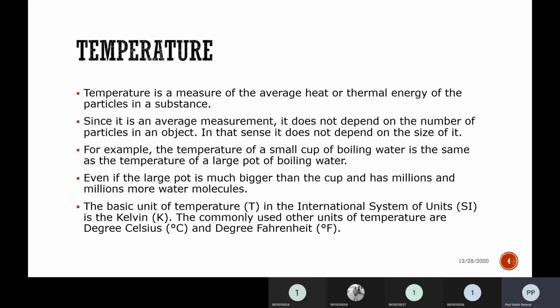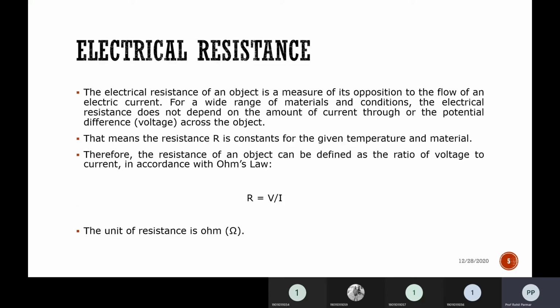Okay, its unit is Kelvin, but most commonly used units are Celsius and Fahrenheit. So when a doctor measures a particular temperature, that temperature is in Fahrenheit, but in our day-to-day life we are using Celsius for weather forecasting and other applications.